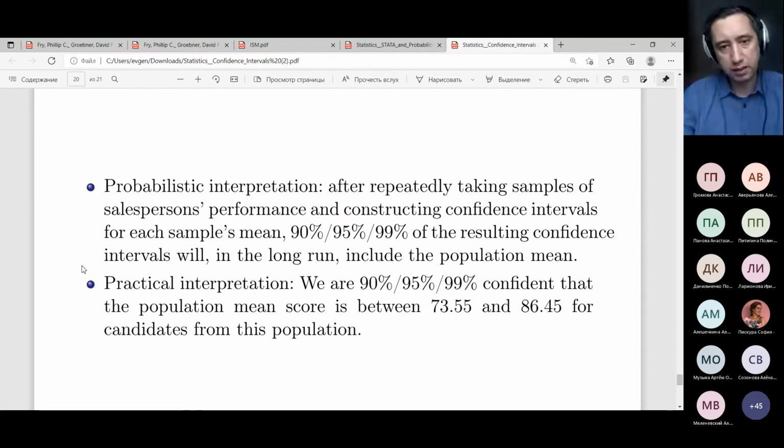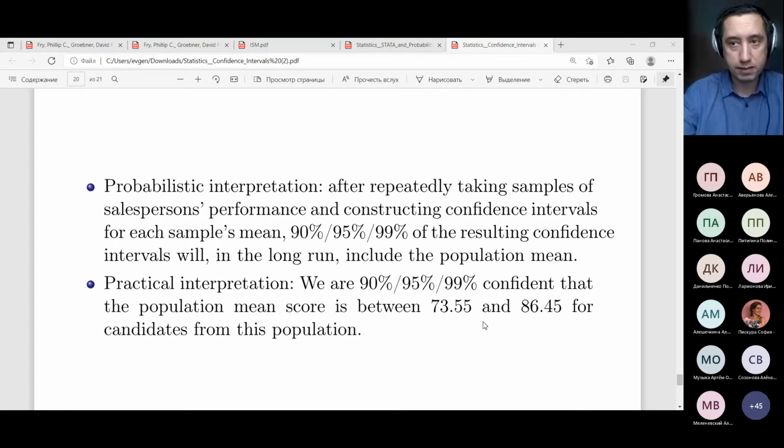Or it could be practical interpretation. We are 90% confident that the population mean score is between these two numbers. In practice, we use the second approach, but as a student, you have to learn both. And next Monday, we will check whether you know this interpretation.